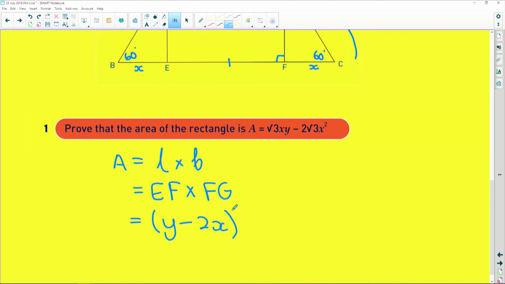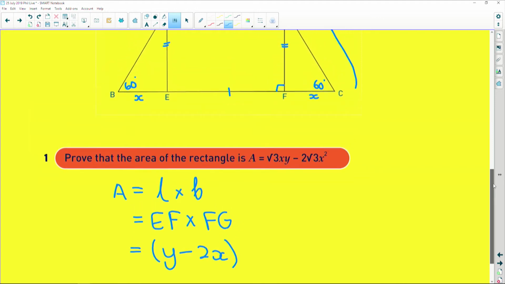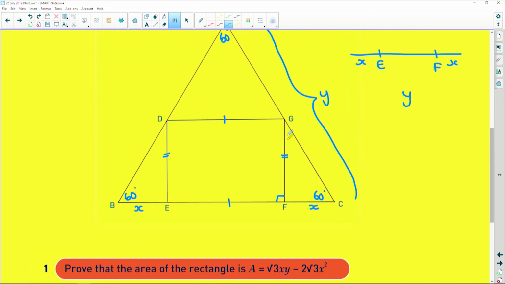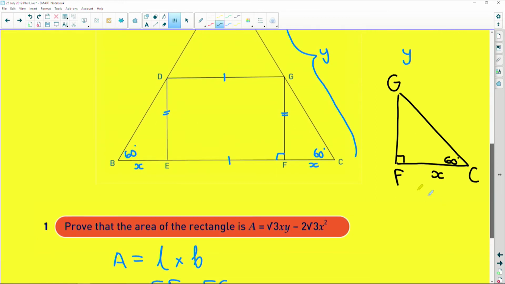And now we need to find an expression for FG. The reason we get told that it's an equilateral triangle is because now we have this lovely little triangle down here, GFC. Remember, if this is 90 degrees here, it means that this is automatically 90 degrees. We've got 60 degrees there, X here, and we're trying to find FG. So we've got a lovely 90-degree triangle, which means another section, trigonometry, is brought into this question.